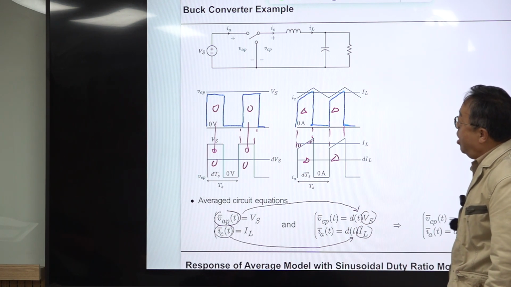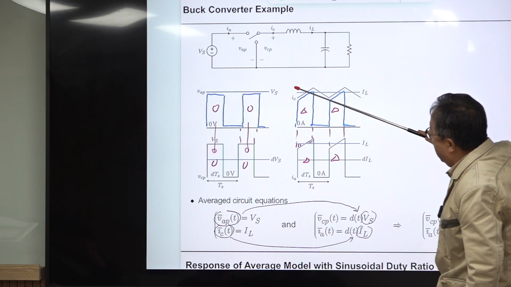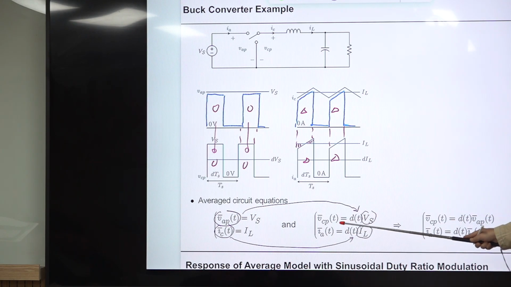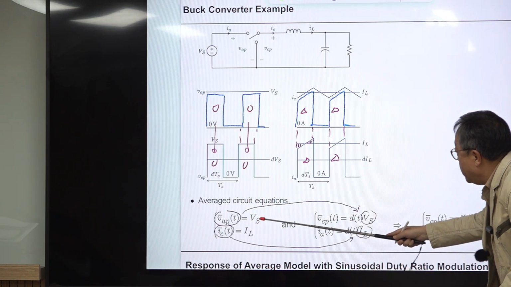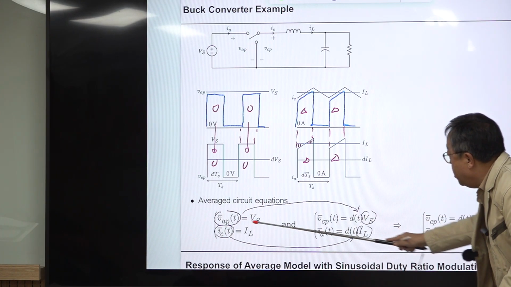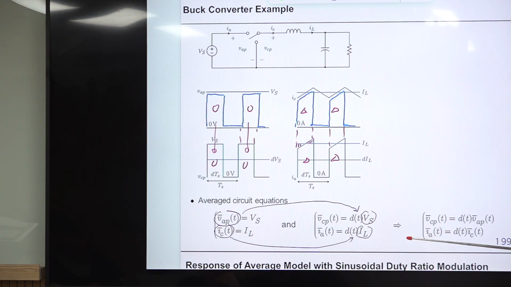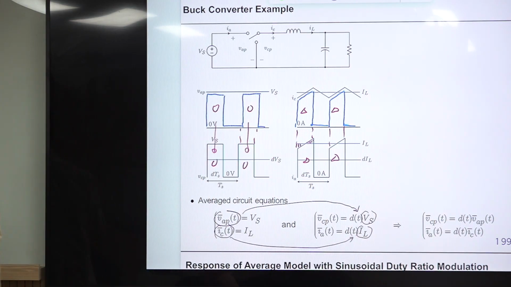So we have the average equation VAP. The average value of this and the average value of this are VS and IL. This is obvious. Then the average value of this is DVS, and this is DIL, which is obvious. Then you replace this VS with this one, replace this IL with this one, and you have this average equation. So this is so easy to see, so simple to see, but not so simple to swallow and digest.